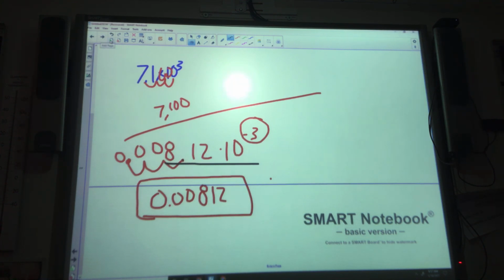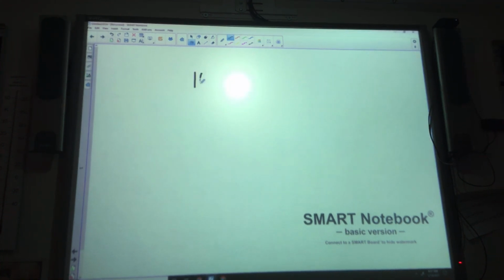Alright, guided practice. 9 times 10 to the fourth equals what? 9,000? Nope, not 9,000. 10 to the fourth is not 1,000, but 10,000. 9 times 10 to the fourth. So it's 90,000. Here's the decimal. Move it bigger. 1, 2, 3, 4. So it's 90,000.